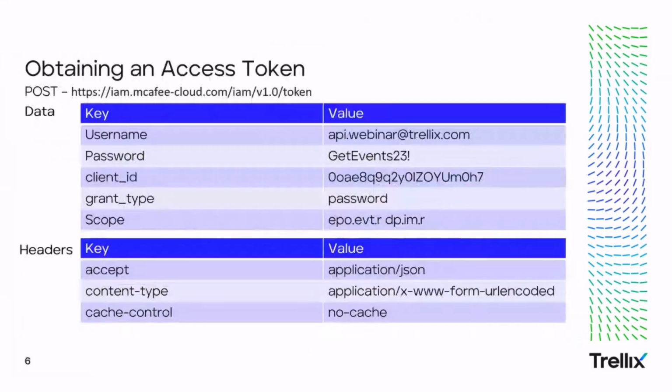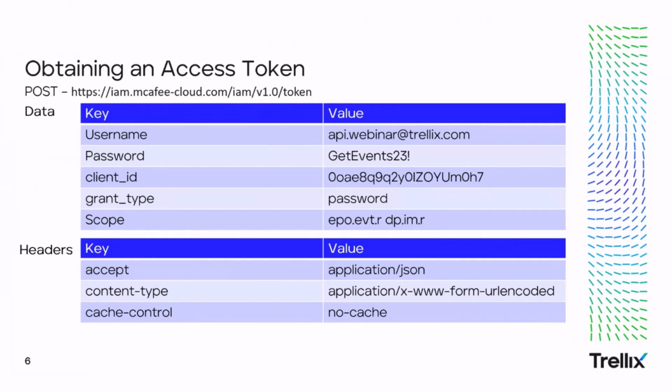So we'll go back to the table with the parameters you need to include. The next value to include is the grant type. This must be set to the value password, as this post request is being used to complete what's called a resource owner password credential flow.